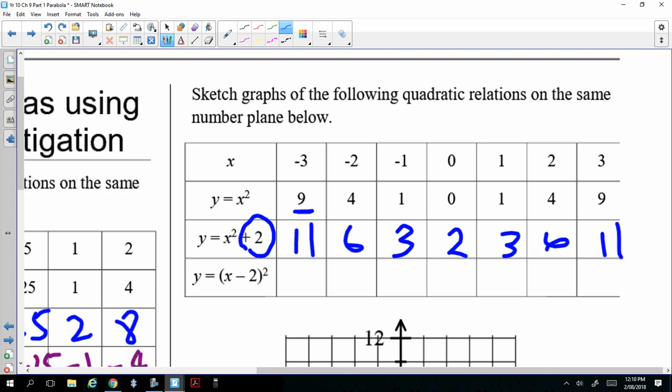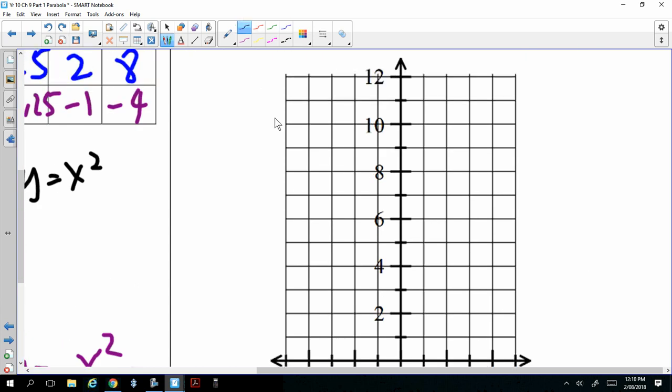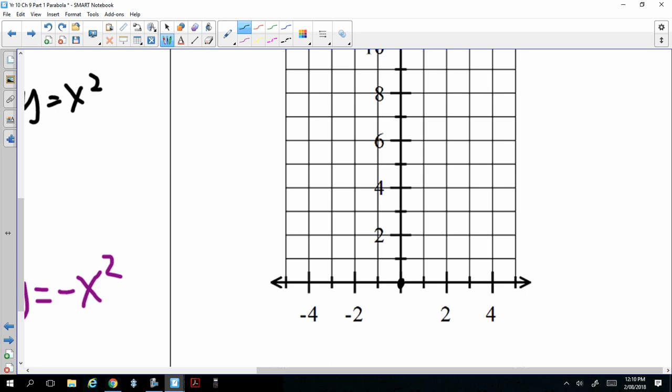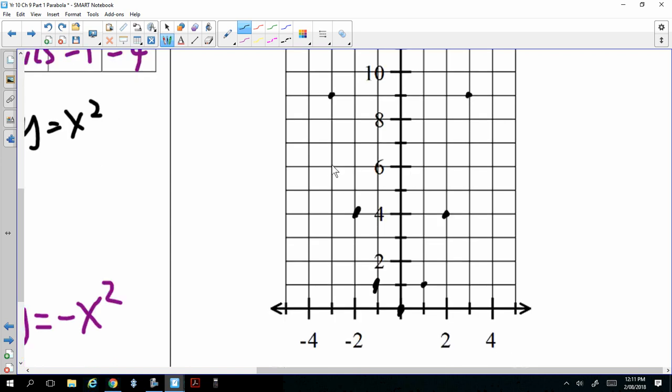I'm going to draw the original on there so you can see. So let me draw the original. It's like here, there. Oh, wrong place. And then we have 3 is 9. Okay, so got this here, got this there. Okay, that's the original y equal to x squared. That's the parabola y equal to x squared.